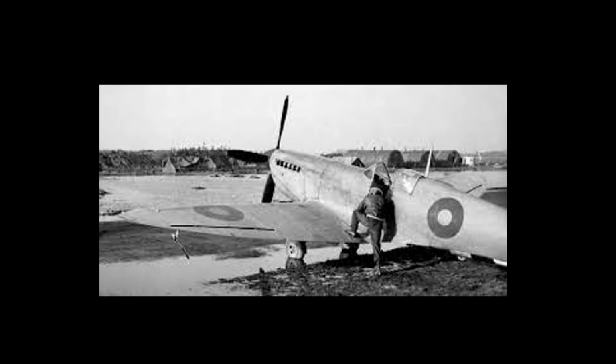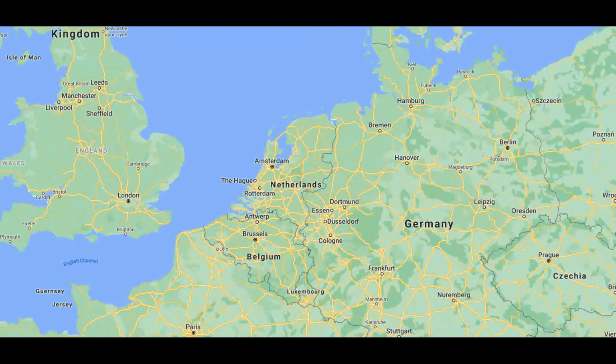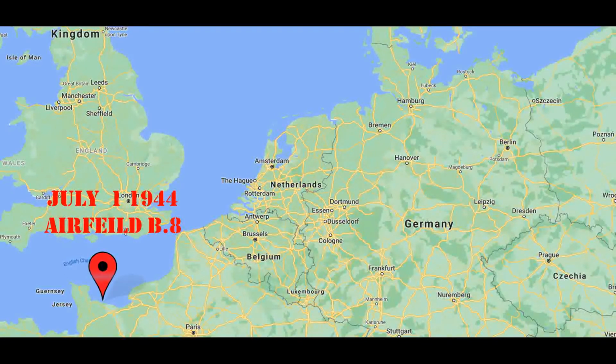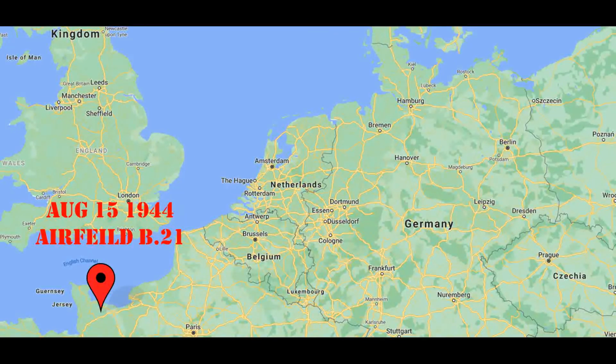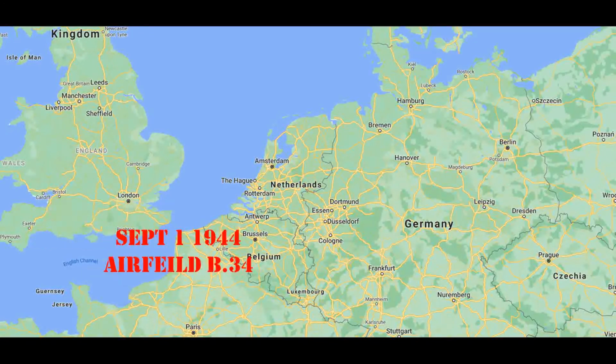On July 1st, 1944, the unit moved to the continent and very quickly moved from base to base to base as the front line moved deeper and the requirements of the unit changed. A quick rundown of the bases it was based at is as follows. July 1st, Airfield B8, Somerview, France. August 15th, Airfield B21, Saint-Honorine-de-Lucie, France. September 1st, Airfield B34, Averly, France.